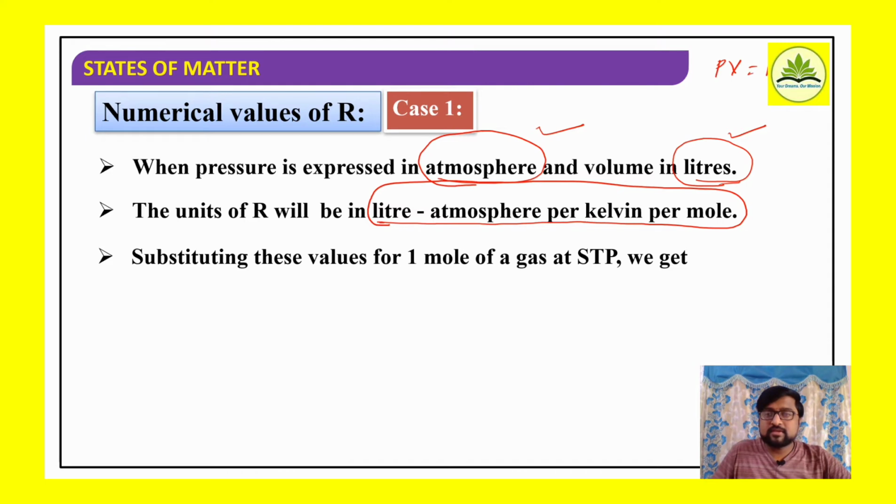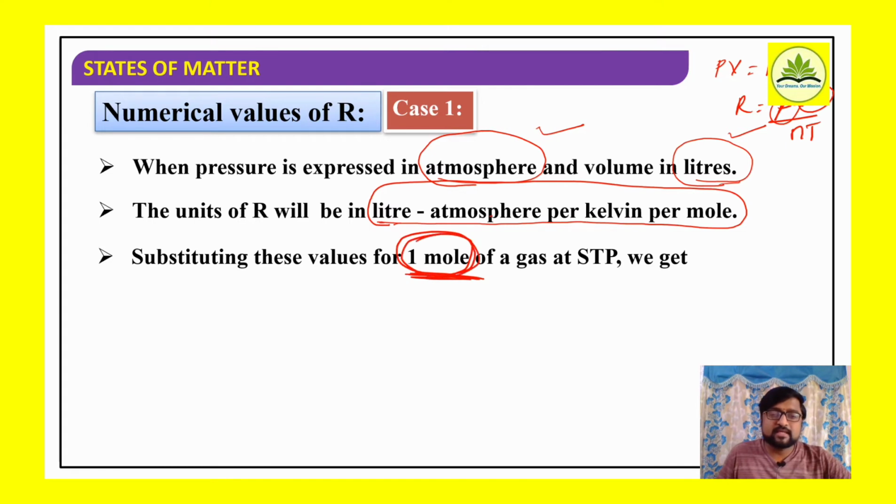PV is equal to nRT, or R is equal to PV by nT. So pressure is expressed in terms of atmosphere, volume in terms of liter. So the unit is liter atmosphere per Kelvin per mole. So substituting these values for 1 mole of a gas.